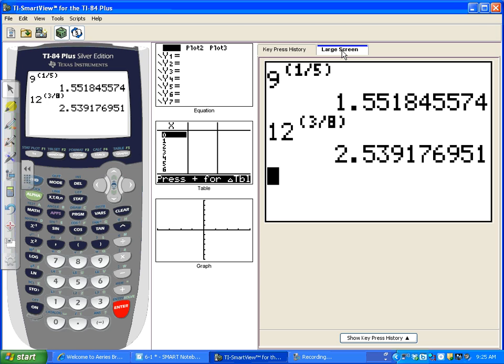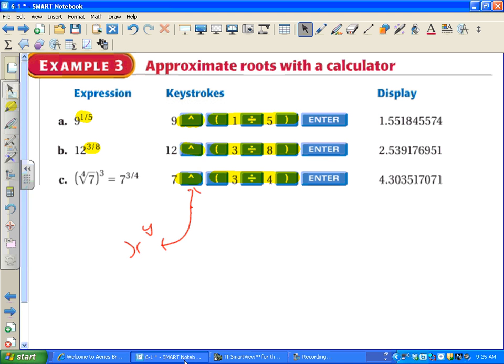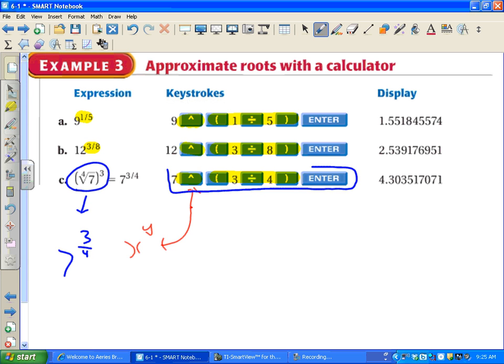Lastly, the last one that they asked us to do right here. This was the 4th root of 7 cubed. Hopefully you're agreeing with me right now that that actually says 7, and it's a fractional exponent. Remember, the root is the denominator, and the exponent is the exponent. So 7 to the 3/4, which hopefully this calculator input is now making sense to you.